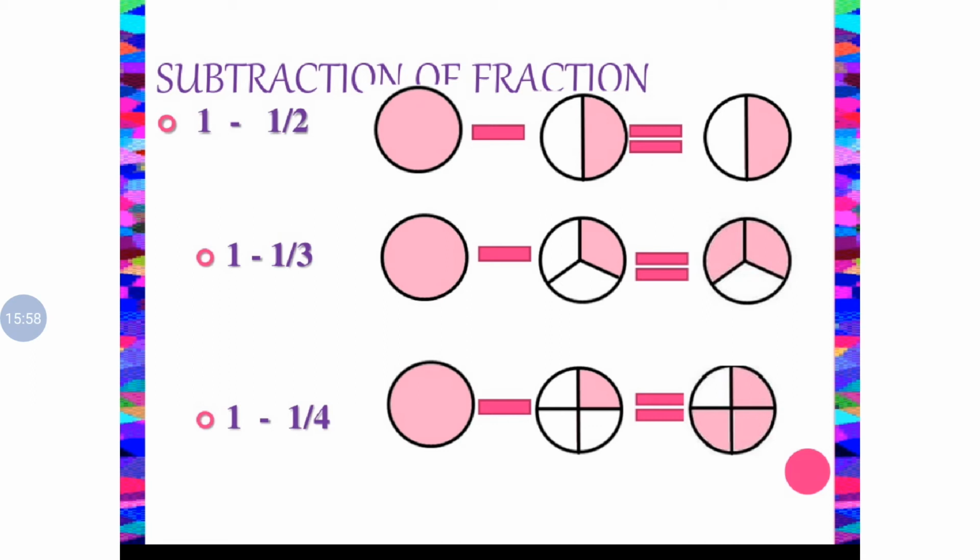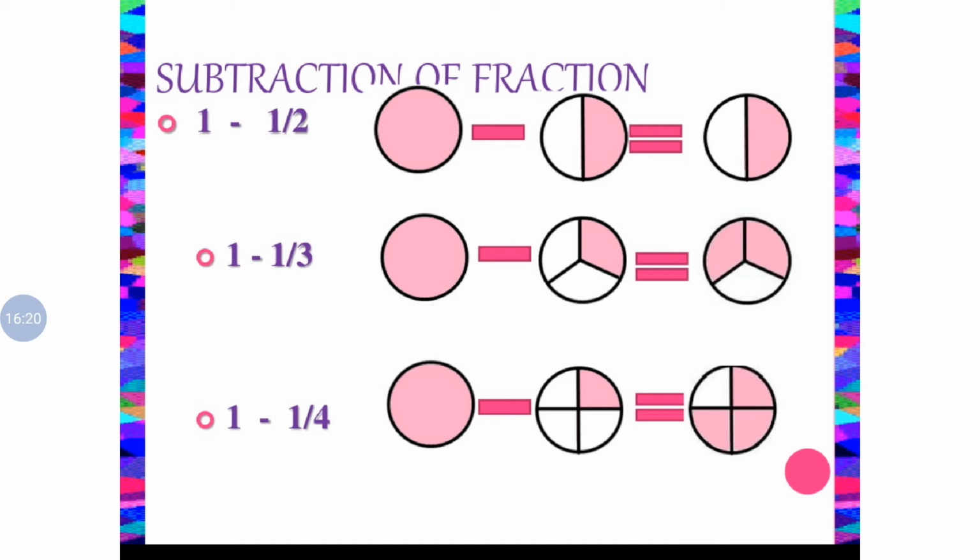1 2 is 2, 1 2 is 2. So the denominators are the same, 2. Take the common denominator 2. 2 minus 1 is 1, so 1 by 2. We get the value 1 by 2, which is 1 part out of the 2 equal parts. That is called the equivalent fractions.